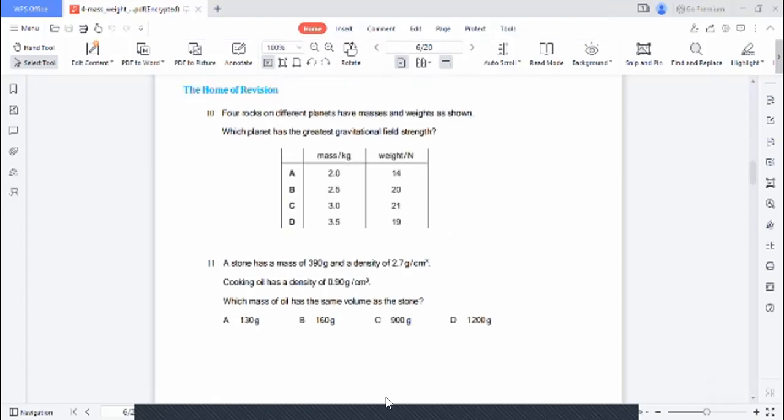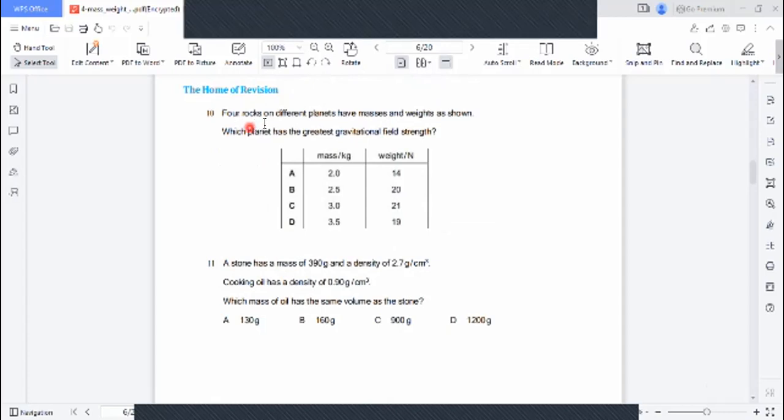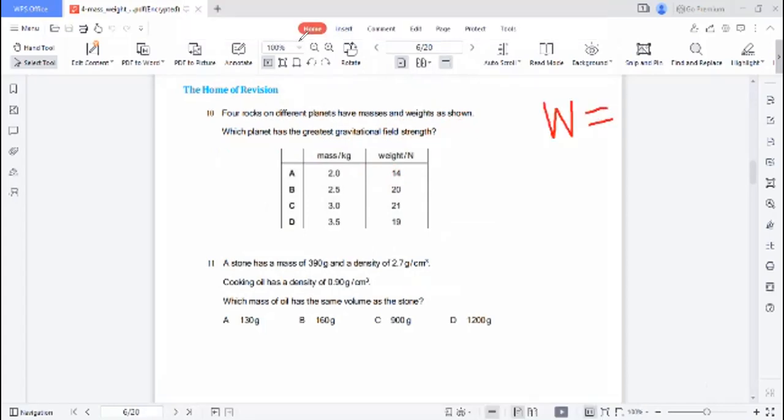Number 10. 4 rocks on different planets have masses and weights as shown in the figure. This is mass and this is weight. So which planet has the greatest gravitational field strength? So weight is W equals M times g. So g would be equal to, sorry, weight over mass.